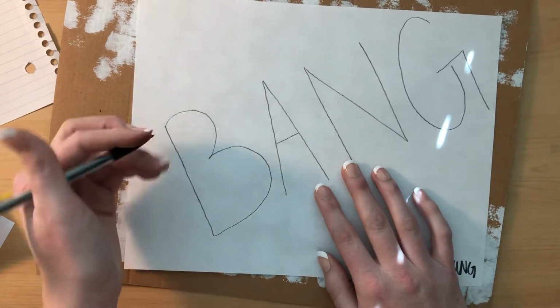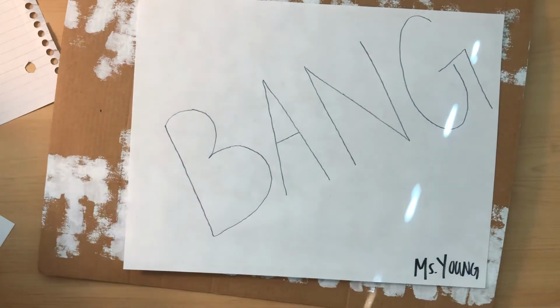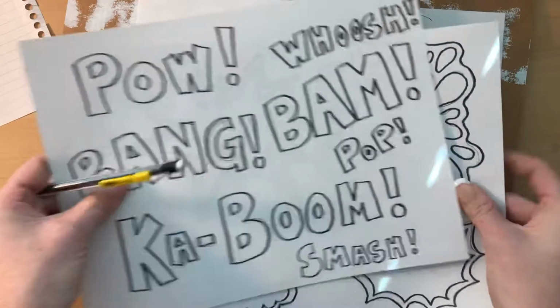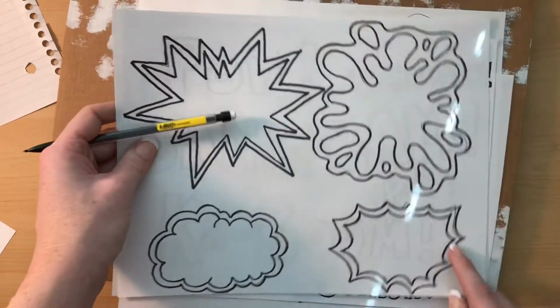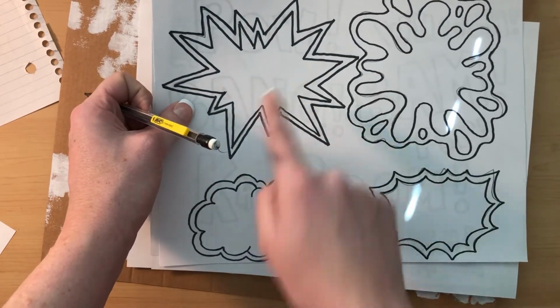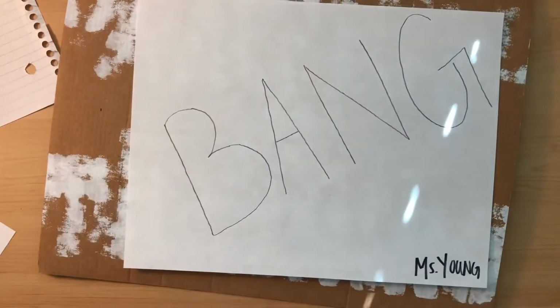Okay, next thing we're going to do is add that detail piece around the outside of it. Where did that paper go? Hold on. Oh, it's over here. Found it. We're going to add one of these detail pieces around it. I really like this one, but I also like this one. So I could choose between the two, but I think I'm going to do the spiky one.